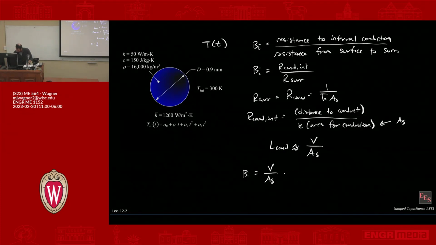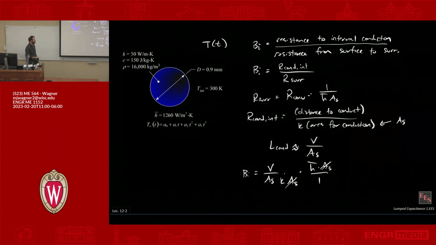Let me erase this. So let's see, conductivity times our area for conduction, which is AS again. And then for convection, it is h bar times AS over 1. So one of those surface areas goes away. Right? So this becomes our Biot number calculation. Hopefully I didn't mess that up. If we wanted to include radiation, you could do that, or you just have to put the radiation in the R surroundings term.